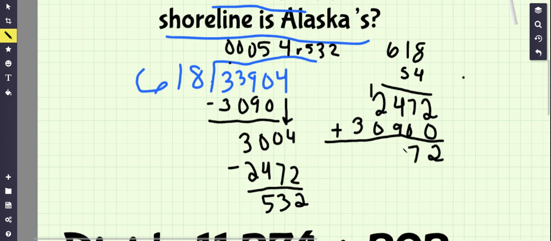Now this is not close. These are not the same numbers. How do we fix that? We must add the remainder. When we're done finding our product, we have to add our remainder, 532. Let's see if that works.